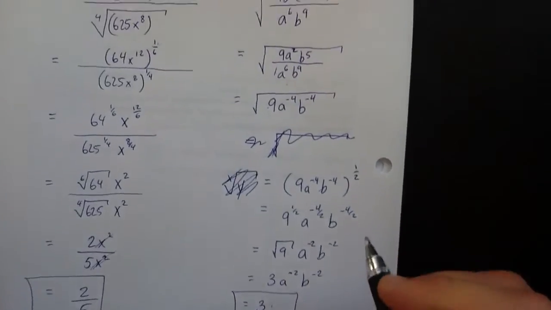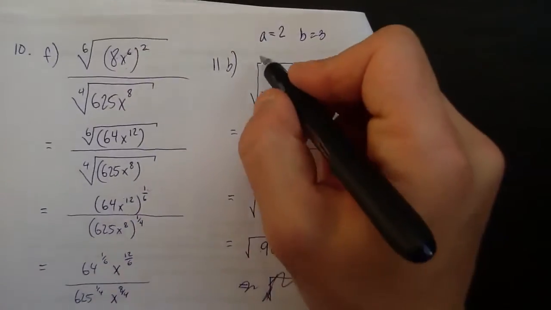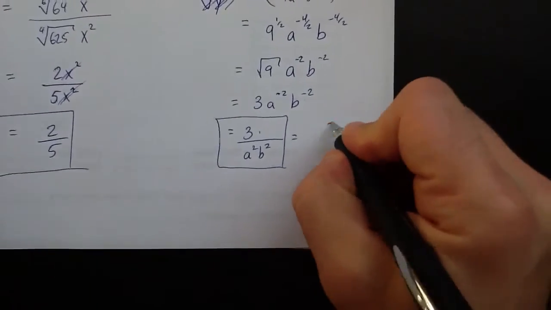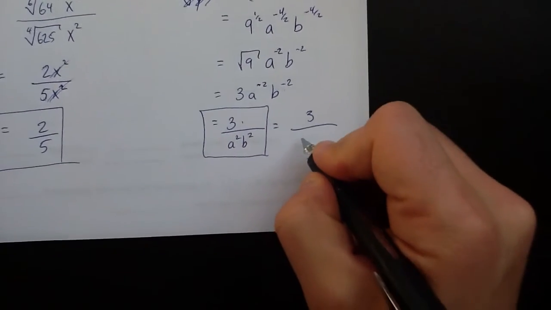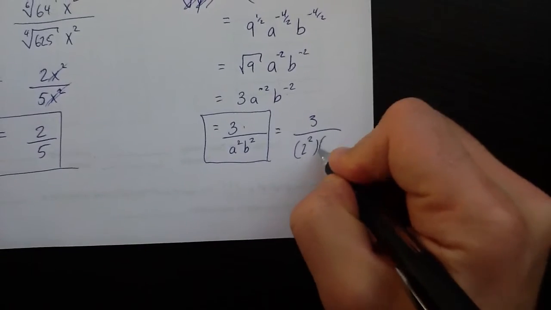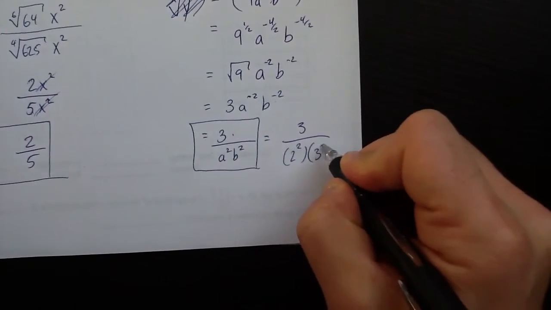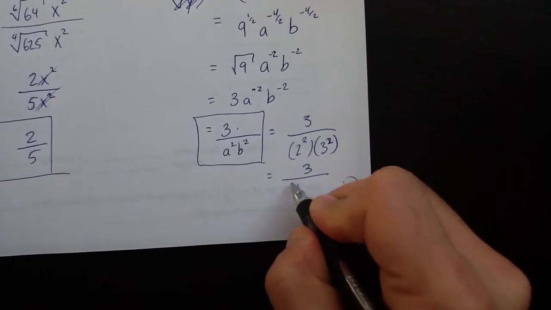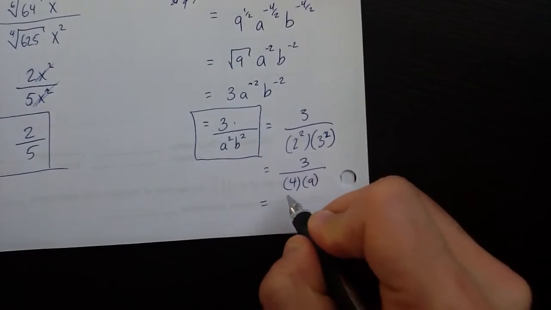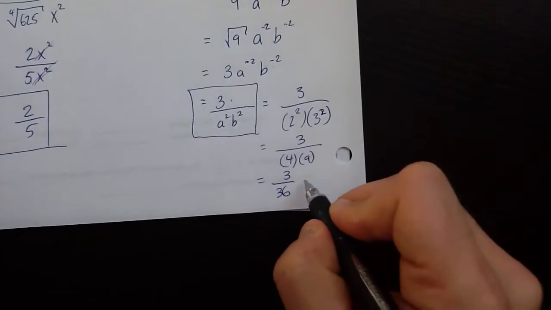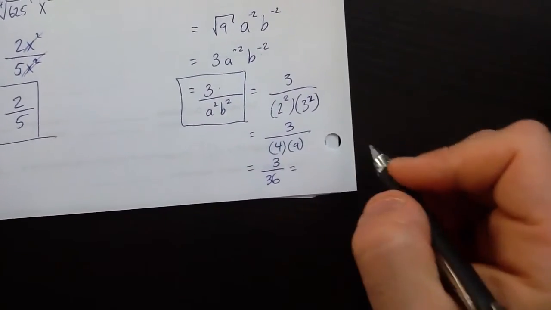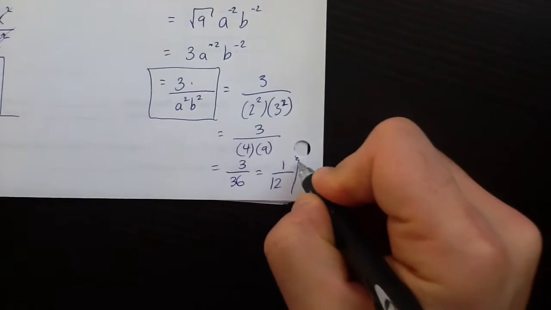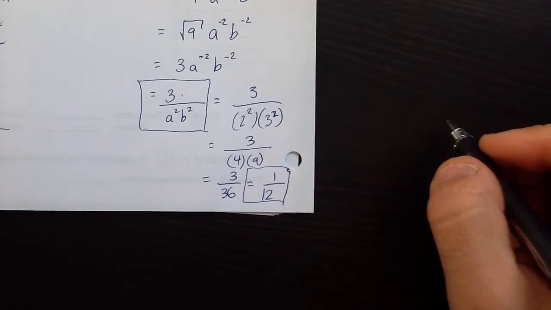Now, just remember that my question has asked me to plug in a equals 2 and b equals 3. So at the final stage, I'm going to leave this 3 at the top. A is 2, so that's 2 squared, times b is 3, so that's 3 squared. So that's just going to be equal to 3 all over, this is going to be 4 times 9. And so this is going to be 3 all over 36. And of course, I can divide both top and bottom by 3. This is going to just be 1 over 12. So 1 over 12 is my final answer.